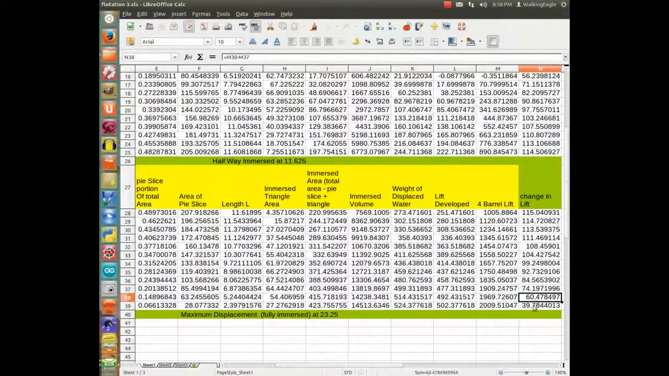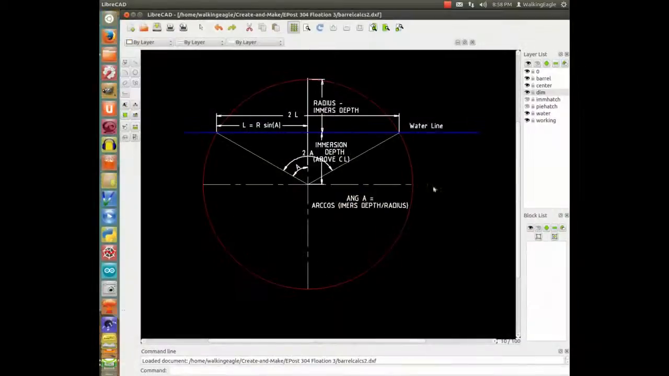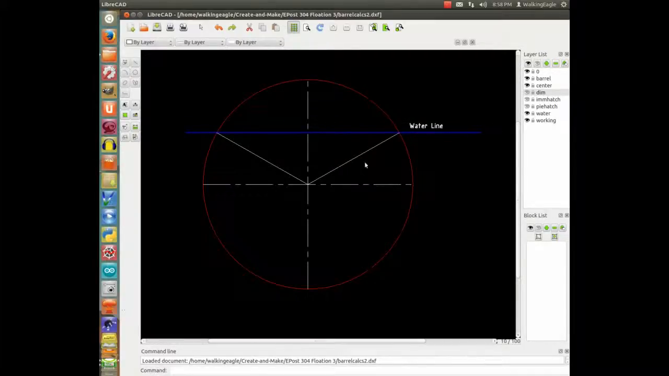And to kind of talk in general right now, let's go back to the CAD program. We'll just turn off the dimensions right now. If the water line was down here on the bottom half of the barrel, it would be floating real close to the top of the water. If we're in a shallow area, that would be nice. And if we were trying to move this raft forward, we wouldn't be having much drag, there wouldn't be a lot of stuff trying to fight the water as it moved forward.